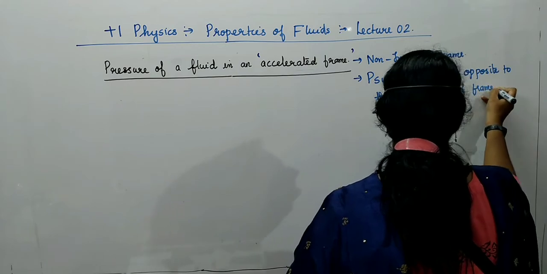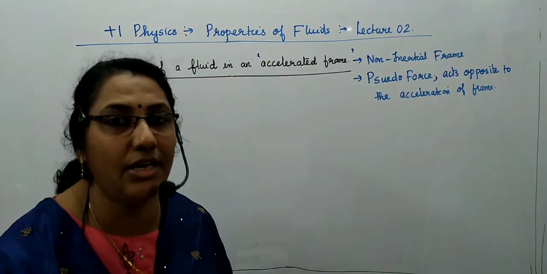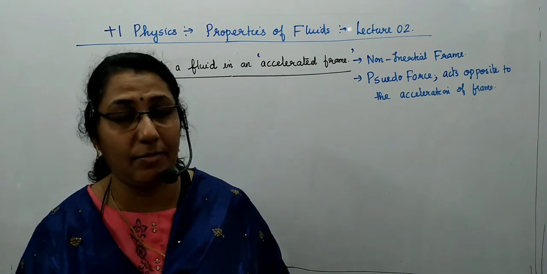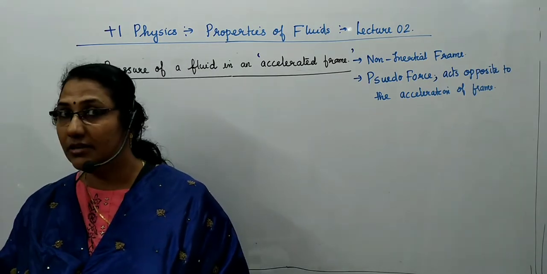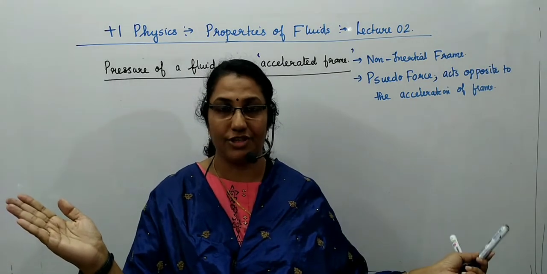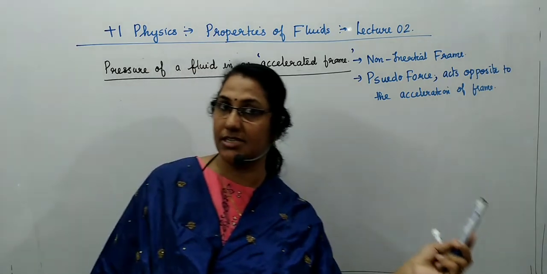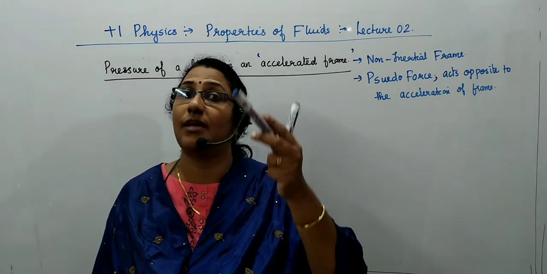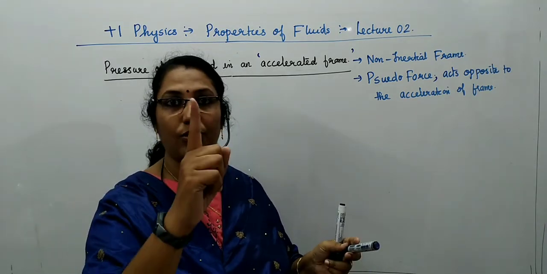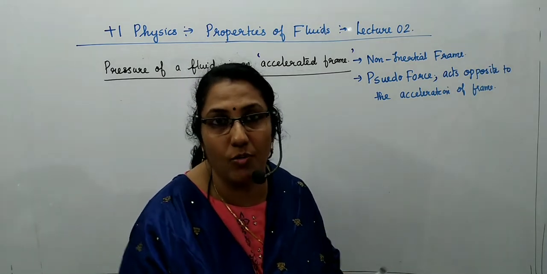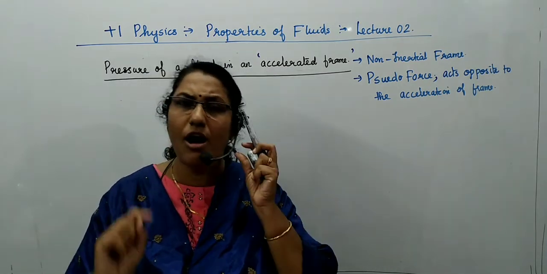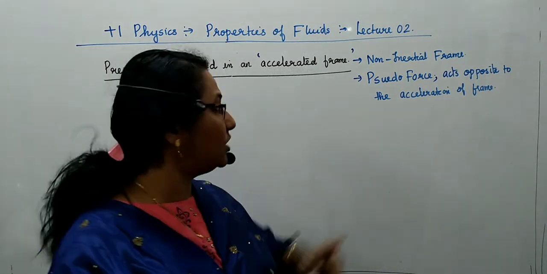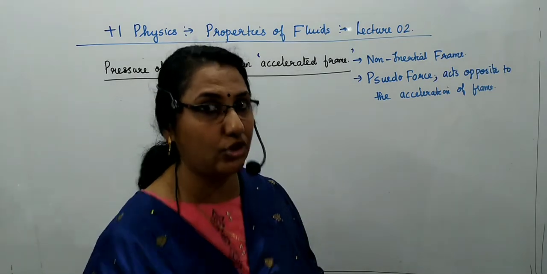That means the pseudo force which comes into action in a non-inertial frame will always act opposite to the acceleration of the frame. If the frame is accelerating right, the pseudo force will be towards left. If the acceleration is towards left, then pseudo force will be towards right. If the acceleration is upward, pseudo force will be downward. If the acceleration is downward, pseudo force will be upward. Always pseudo force acts opposite to the acceleration of the frame. Clear? This we have studied in our laws of motion.